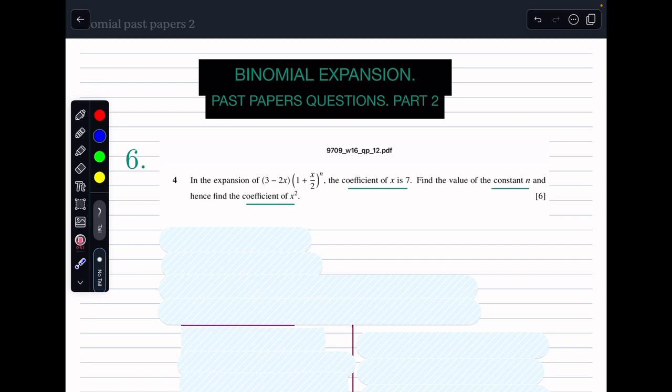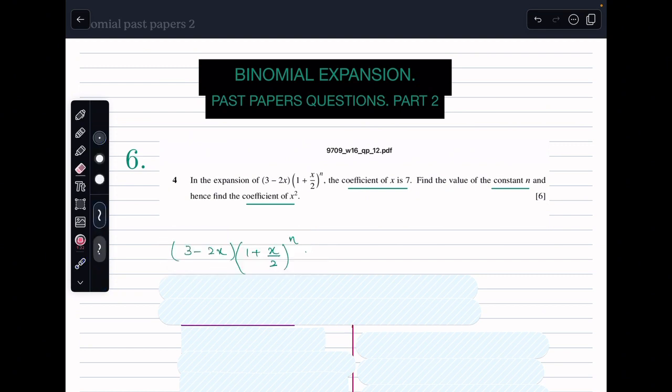The question says, in the expansion of (3 minus 2x)(1 plus x by 2) to the power n, the coefficient of x is 7. Coefficient of x, so this is the keyword here, it's the coefficient of x which is 7. So find the value of the constant n and hence find the coefficient of x squared. So first we need to find the value of n and then we will be finding the coefficient of x squared. Let's start working on it.